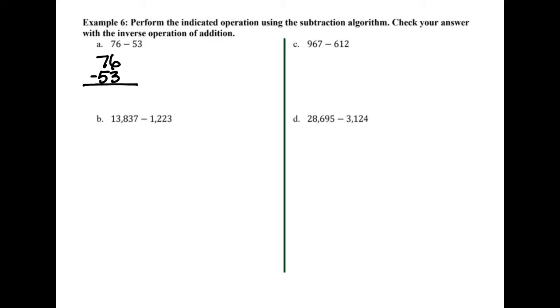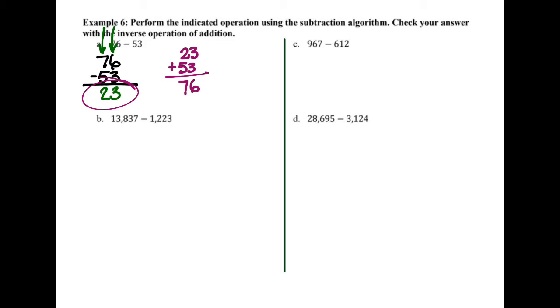Okay, so now we're going to go straight down, starting with the ones, and we get 6 minus 3 is 3. Move to the tens, 7 minus 5 is 2. And now we're going to check it, so we're going to take the answer and add the number that we subtracted. So 3 plus 3 is 6, 2 plus 5 is 7. So, yep, the answer is 23.